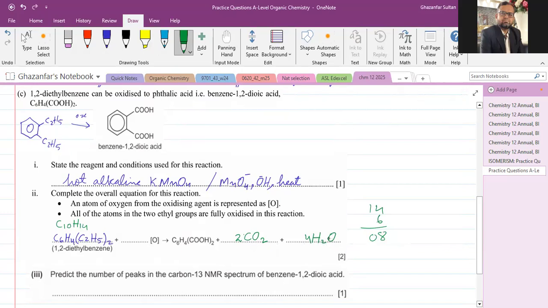So 4 oxygen here. 2 twos are 4. 4 oxygen here. So total 8 oxygen and 2 twos are 4. 12 oxygen are already there. So if we write 12 here, then oxygen must be balanced. So in this way, we can balance the oxygen atoms as well.